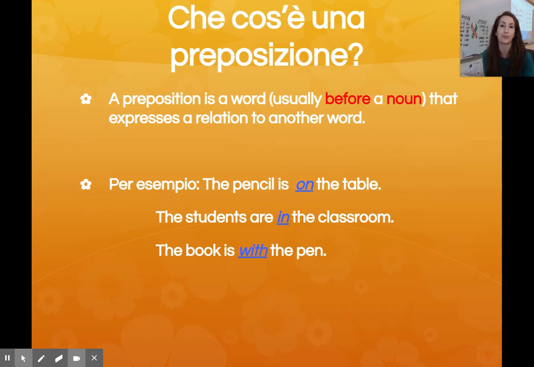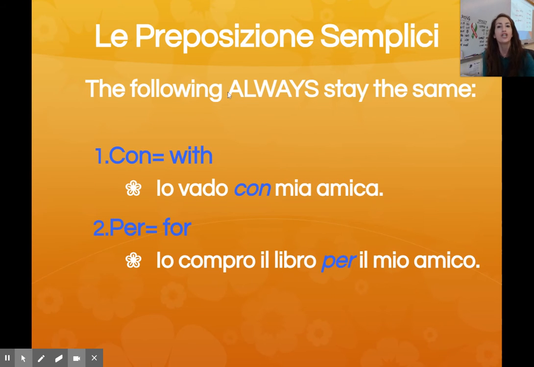On is an example of a preposizione in inglese. The students are in the classroom. In is an example of a preposizione in inglese, also in italiano. The book is with the pen. Again, another example of a preposizione in inglese. On, in, with. These are some of them we'll talk about oggi in questa lezione. So, preposizioni semplici. The following always stay the same. That means they don't change, which will make more sense in the next slide.